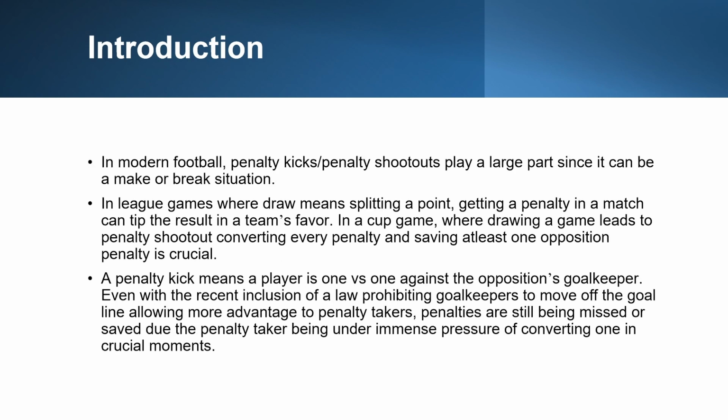In a league game, if a match is tied, then 1 point is given to both the teams. Winning a penalty in these games can hugely affect the chance of winning and getting all the 3 points. Nowadays, cup games usually go to penalty shootouts to decide the winner of the match. Scoring every penalty and saving at least one is crucial to win the match.